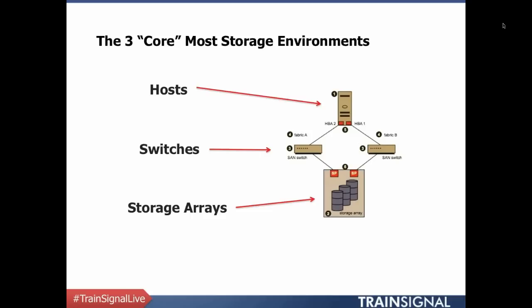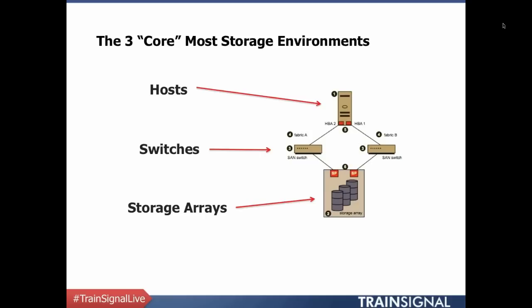It could be some CNAs, converged network adapters, which means it's attaching to an FCoE switch. So whatever means that this host is connecting to the switches, that's represented here within section 1. Then as we move within fabric A, fabric B, the 3 numbering here, that's when you move into your switches from a generic perspective. Now, how that host is connecting to those switches really depends on what those switches are.